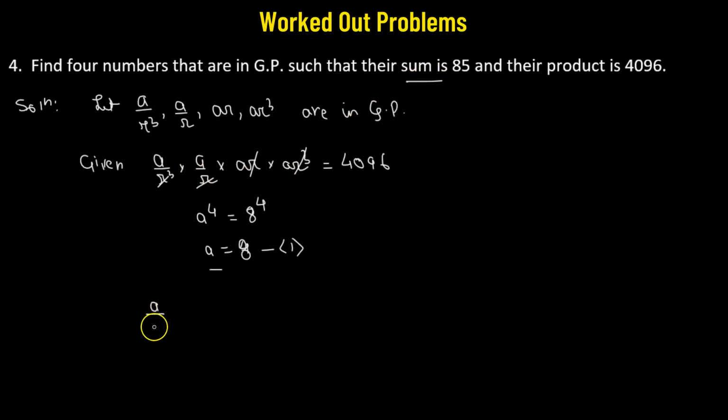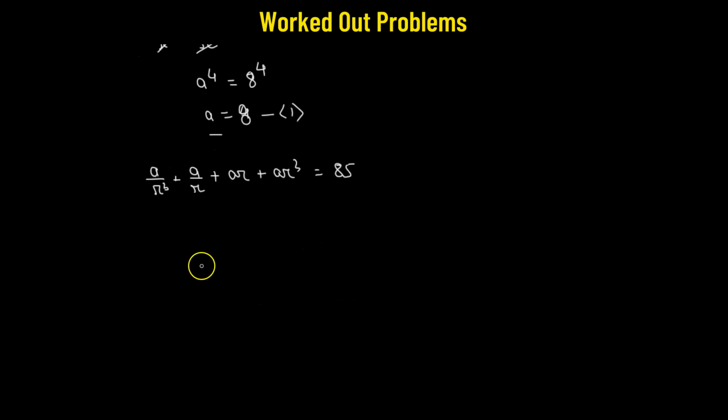So it's given here that their sum, which is a/r³ + a/r + ar + ar³, is equal to 85. So what we'll do, we'll take a as the common factor from each of them. So we have a multiplied by (1/r³ + 1/r + r + r³). This is equal to 85.